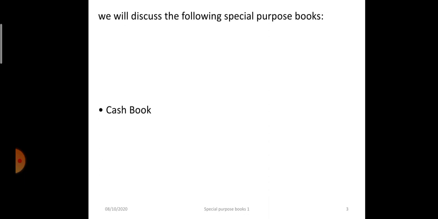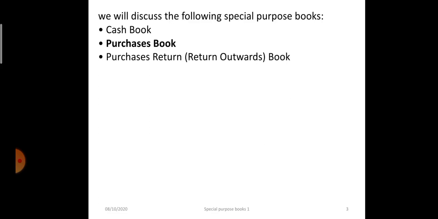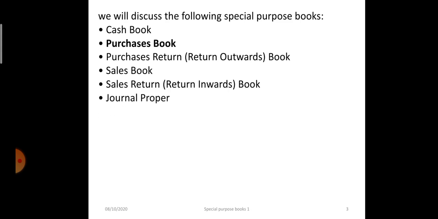So following special purpose books we will be discussing cash book. We have already discussed it in the previous 3 videos. Purchases book will be discussed in this video today with a few examples. Then purchase return book, sales book for credit sales, sales return book, and journal proper. The transactions which are not recorded in the first 5 will be recorded in journal proper. In our course we have these 6 subsidiary books. There can be many more as per the requirement of the business.